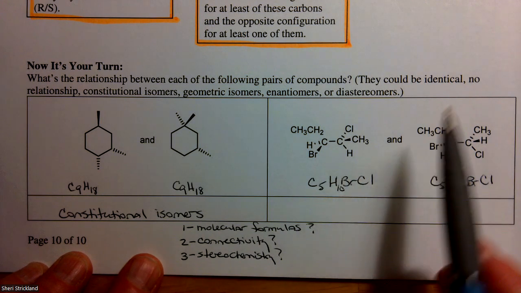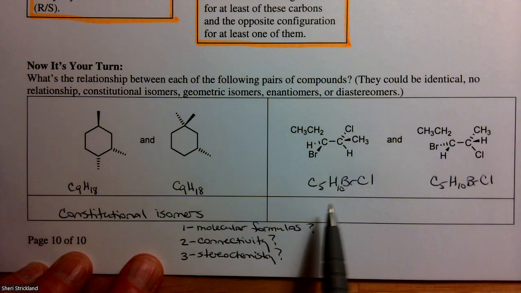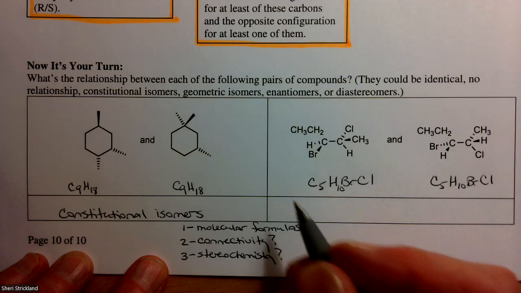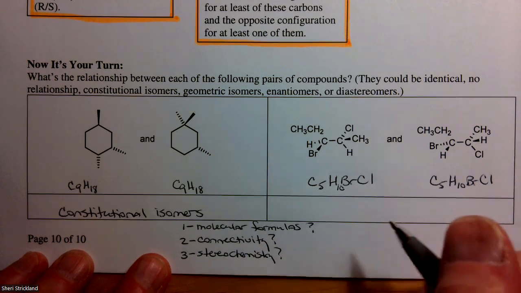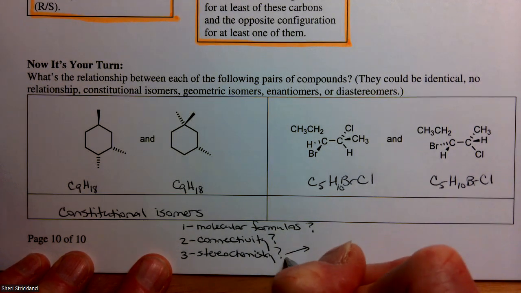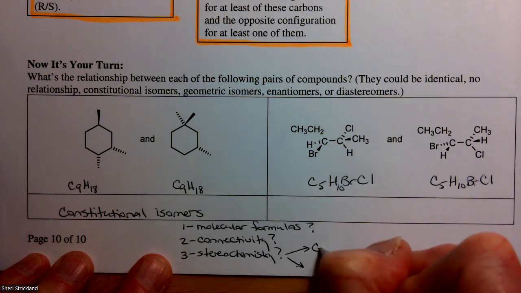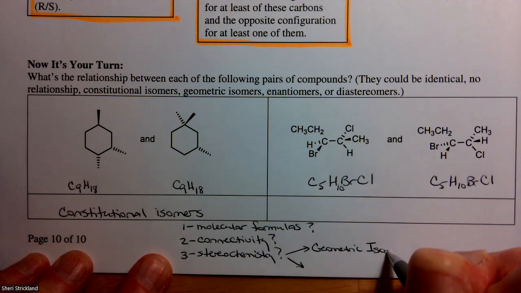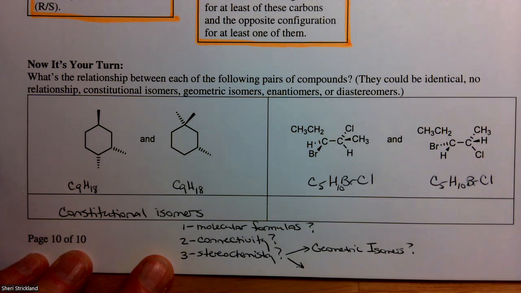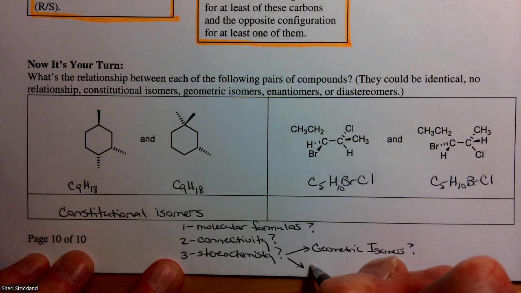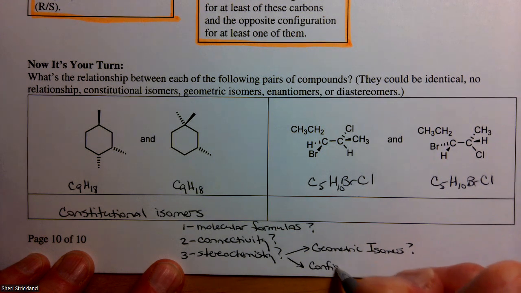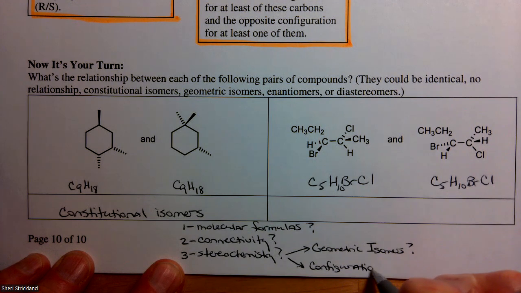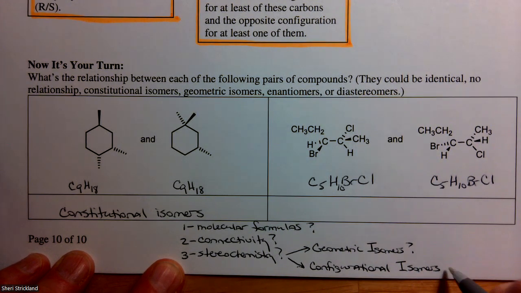If it doesn't have a ring or a double bond, they can't be geometric isomers, but they can be configurational isomers. So let's just do this. And now you've got a list of things you can check off one at a time. Configurational would be either enantiomers or diastereomers.